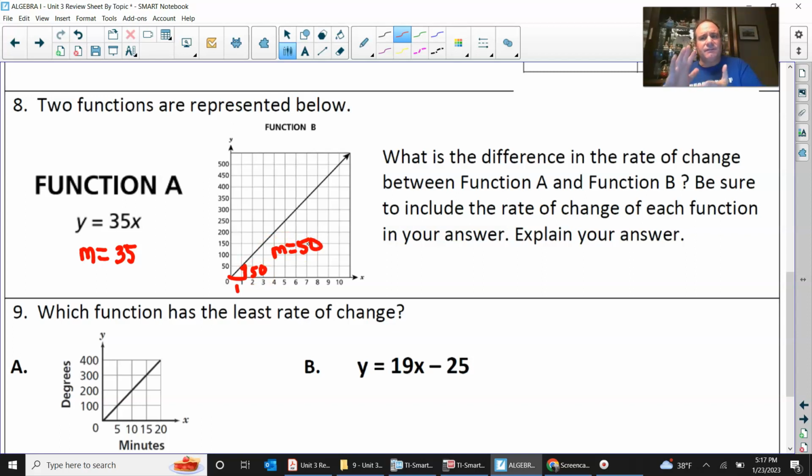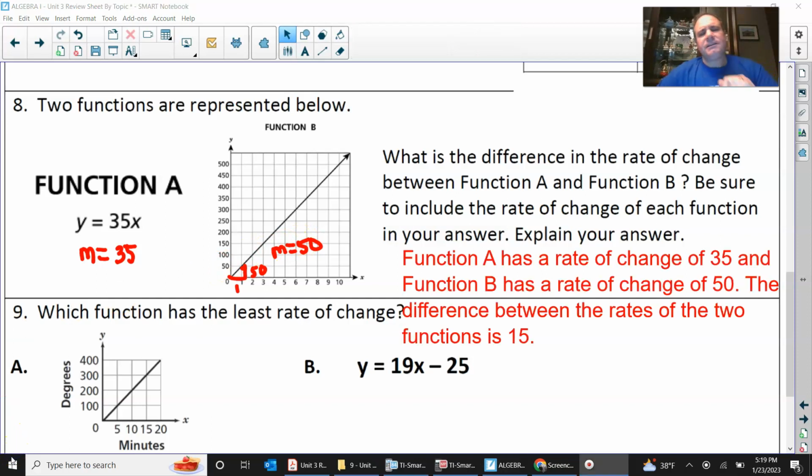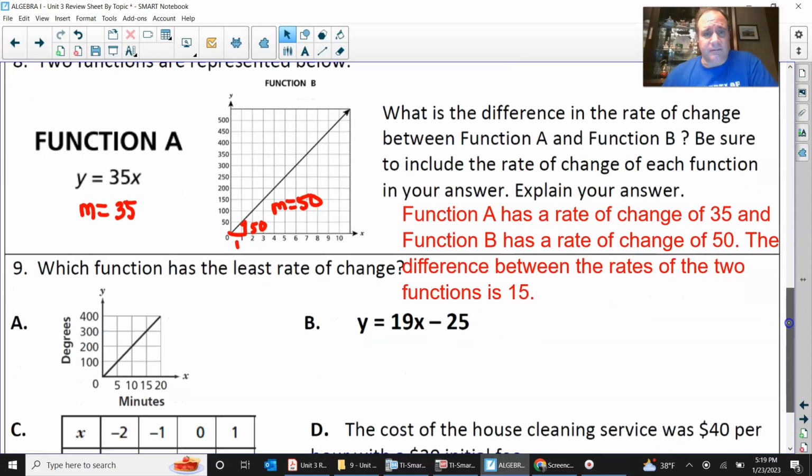What's the difference in rate of change between function A and function B? Be sure to include the rate of change of each function in your answer. And that's it. Function A has a rate of change of 35, and function B has a rate of change of 50. The difference between the rates of the two functions is 15. And that is what you have to say to get full credit.